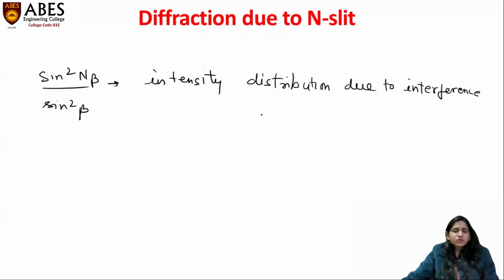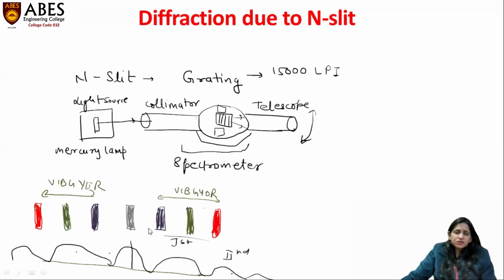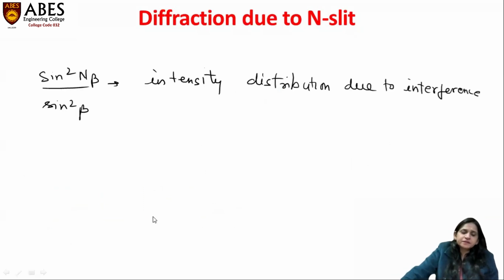Okay. So now the pattern that we saw before, this pattern. The formation of first and second order is due to the first term, A square sine square alpha over alpha square, because diffraction is dominating. But the formation of Vibgyor in that first order and second order is due to the second term, that is sine square n beta upon sine square beta. Okay, so now let us move further.